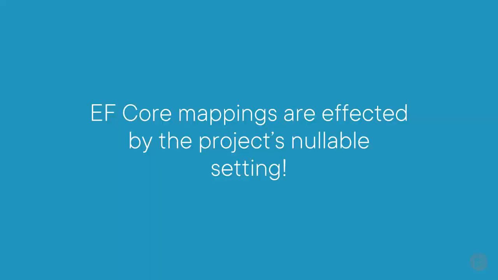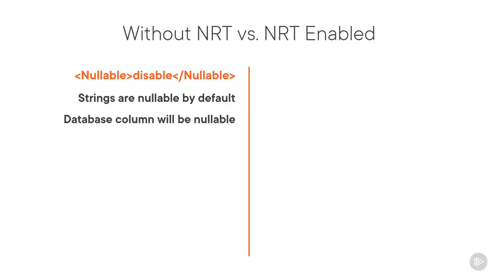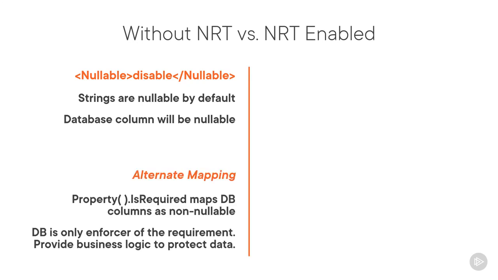EF Core will map these strings based on the nullable setting of the project. Normally, you would expect a string to be nullable, and therefore the char or nvarchar column it maps to would also be nullable by default. You can always force the mapped database column to be required with an IsRequired configuration, but keep in mind that the database is the only place that constraint will be enforced. EF Core won't do that. You'll need to ensure your business logic protects that requirement.